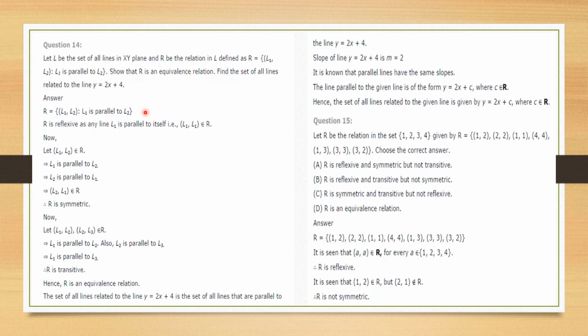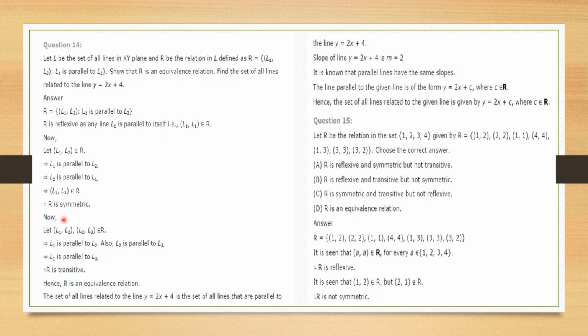Now I know each line is parallel to itself. So that means (L1, L1) belongs to R, so R is going to be reflexive. For symmetricity, (L1, L2) belongs to R implies L1 is parallel to L2. So is L2 parallel to L1? Yes. So that means (L2, L1) belongs to R. That means R is symmetric.